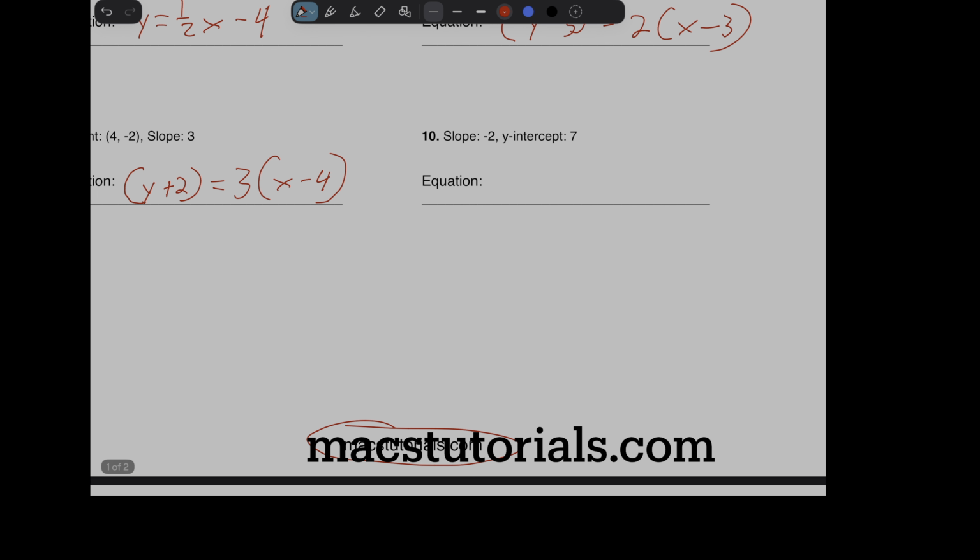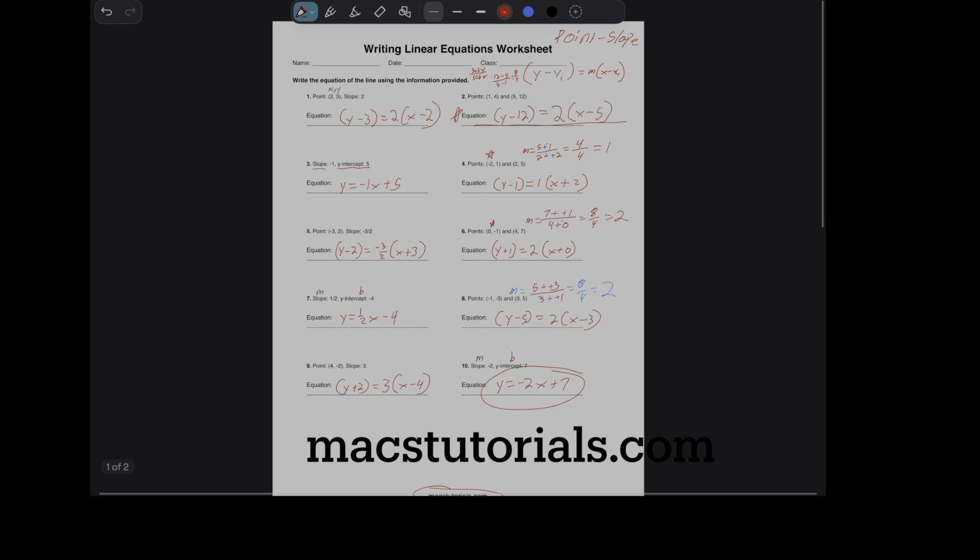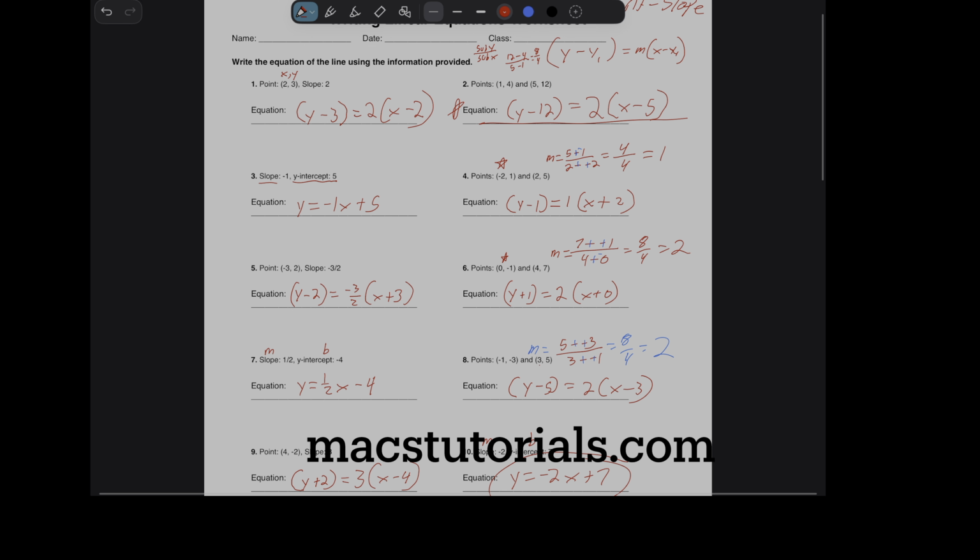Number 10, I'm given slope-intercept. Well, how about the slope-intercept form? y equals negative 2x plus 7. And just remember, your slope is your m, your y-intercept is your b. So now on this one, we used both the point slope and we used the y-intercept. And depending on the information they give you, depends on which form you're going to use. Sometimes the givens are a little bit different, and you got to know which formula to use at the right time.